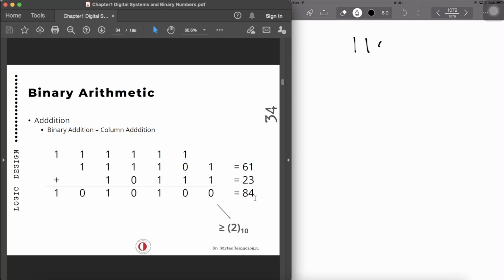110 and 011, for example. Just a simple one. This is 6 if you want to convert it, and this is going to be 3, which we are expecting 9. So 1 plus 0, it's 1. Then 1 plus 1, it is 2, so 0 is written.